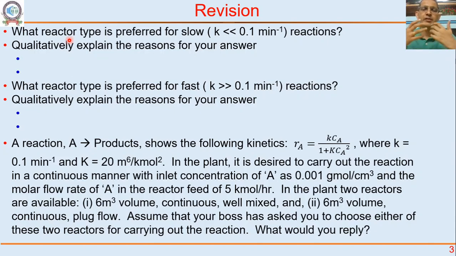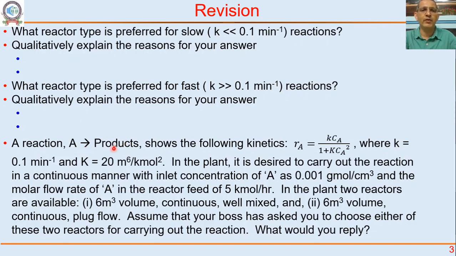Just a couple of questions just to refresh your memory. First of all, what type of reactor is preferred for slow reactions when the rate constant is far less than 0.1 minute inverse? Qualitatively explain the reasons for your answer. What type of reactor is preferred when you have fast reactions, rate constant far greater than 0.1 minute inverse? Qualitatively explain your answers. Again, a small revision problem.